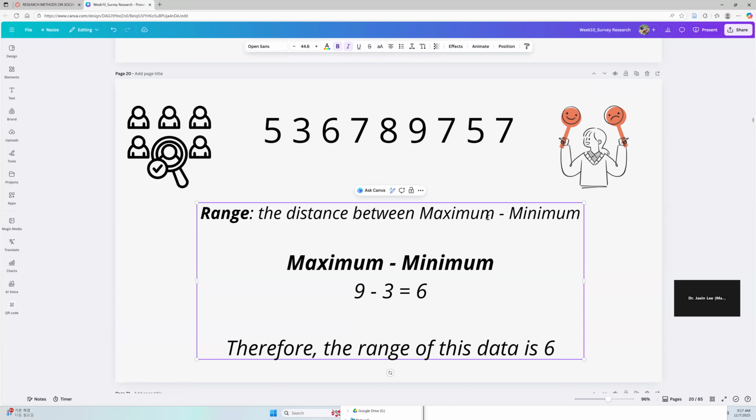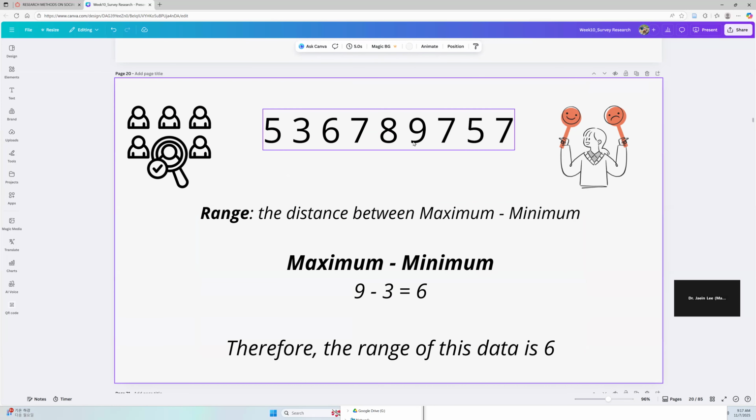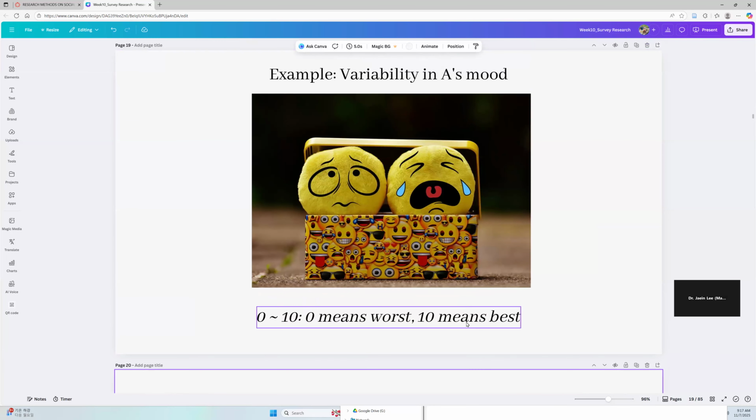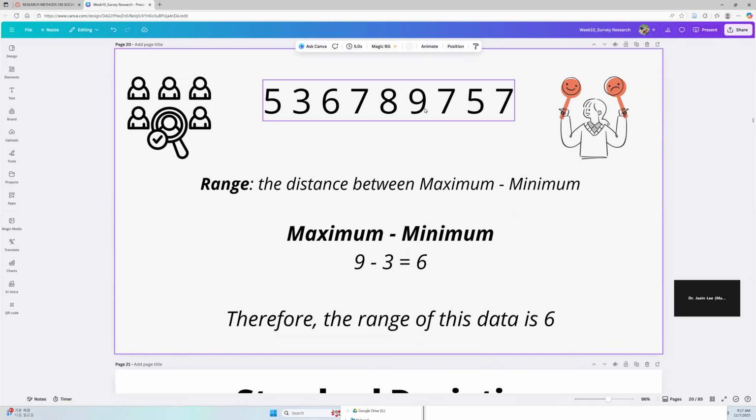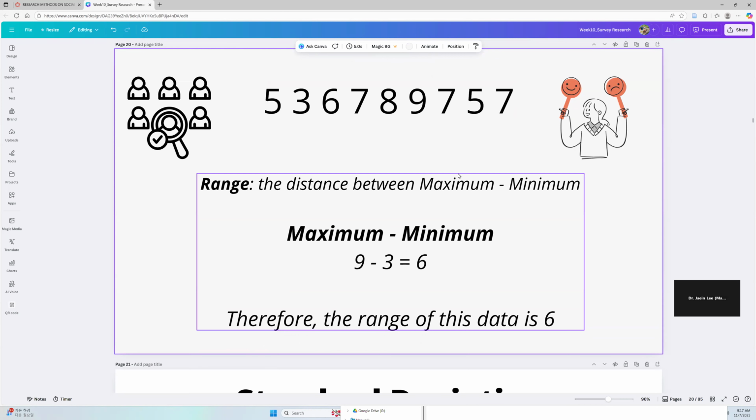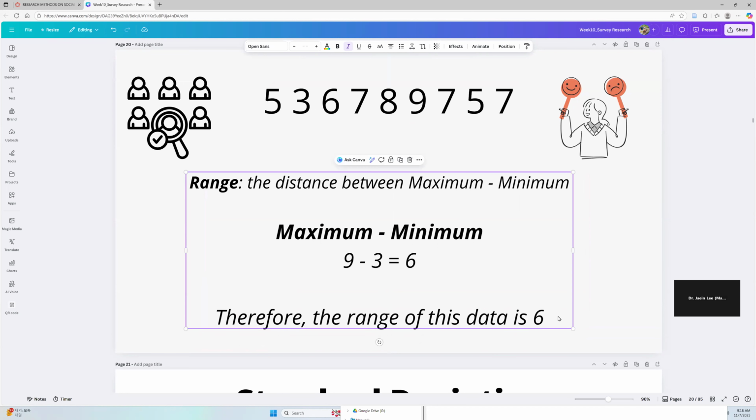So what is the maximum number in this distribution? We can easily find that 9 is the biggest number in the data. I'm not saying the maximum number possible, because that would be 10. But as there was no individual who answered 10, we are saying that 9 is the maximum. And what is the minimum? 3 is the minimum. So the maximum minus the minimum is 9 minus 3, which is 6. So the range of the mood variable is 6, right? You cannot say 10 because there was no one who answered 10, and there was no one who answered 0.